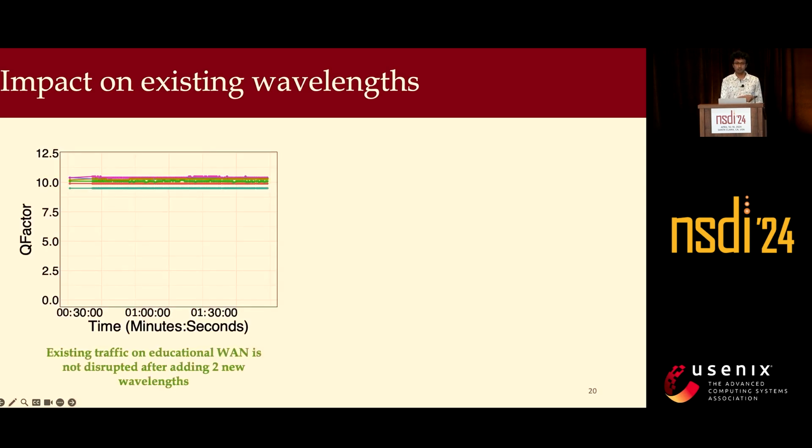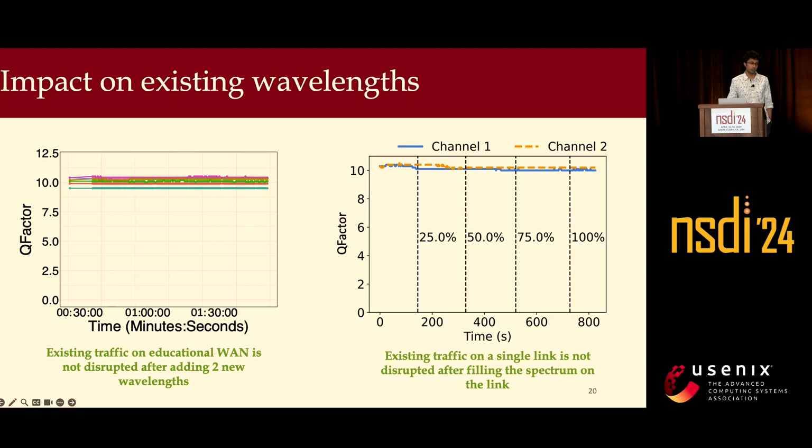On this first graph, on the x-axis we have time, and on the y-axis we have quality factor, which means that if the quality factor is higher than 7, the bit error rate of existing wavelengths is low enough that you won't lose any data. This is the trace of production-like traffic on the wide area network, and the quality factor remains the same even though we add and remove a new wavelength between Ithaca and Syracuse during this time, right? In this particular graph, we were having only a few wavelengths, so we wanted to see what would happen if we exhaust the spectrum.